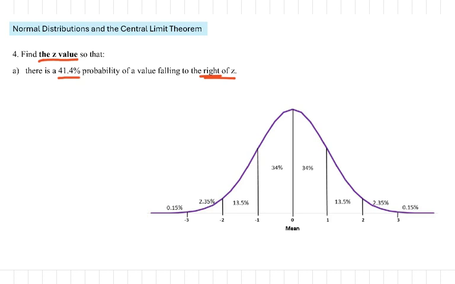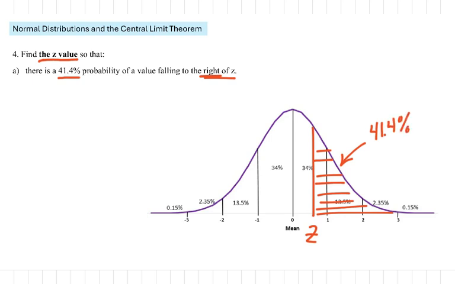Now, this is important. Let me pull up the normal standard deviation curve that hopefully you're very comfortable with now. And they're saying we want to find a z-value where 41% of the data is to the right. So that means less than half the data is to the right, which would mean the z-value would have to be somewhere in here. So what they're saying is 41.4% should be there.